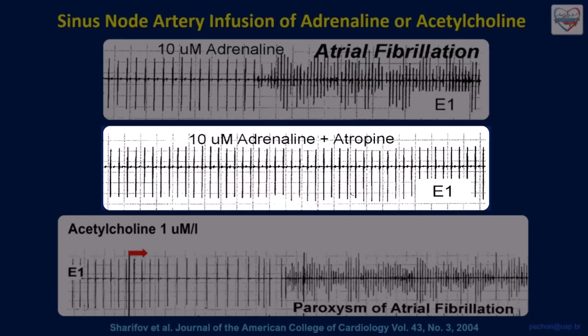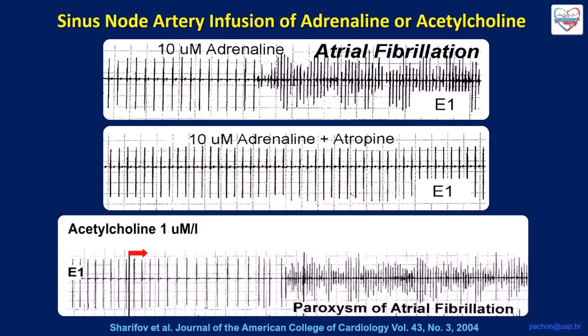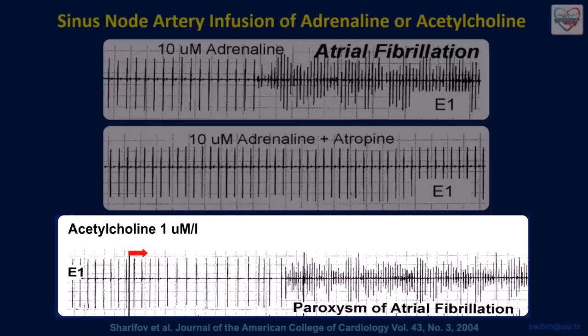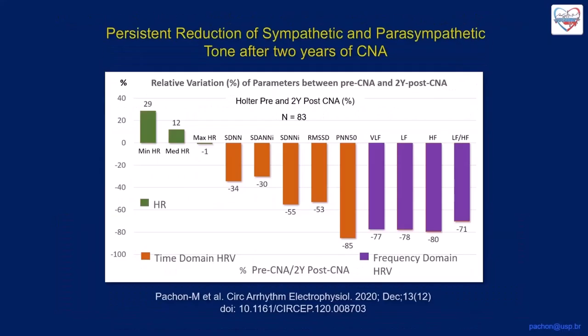This demonstrates that adrenaline produces atrial fibrillation when there is a vagal effect, but if it is alone, it does not cause atrial fibrillation. On the other hand, when acetylcholine is injected into the sinus node artery, there is always an induction of atrial fibrillation, demonstrating that acetylcholine is highly arrhythmogenic. Does the cardioneuroablation denervation last?